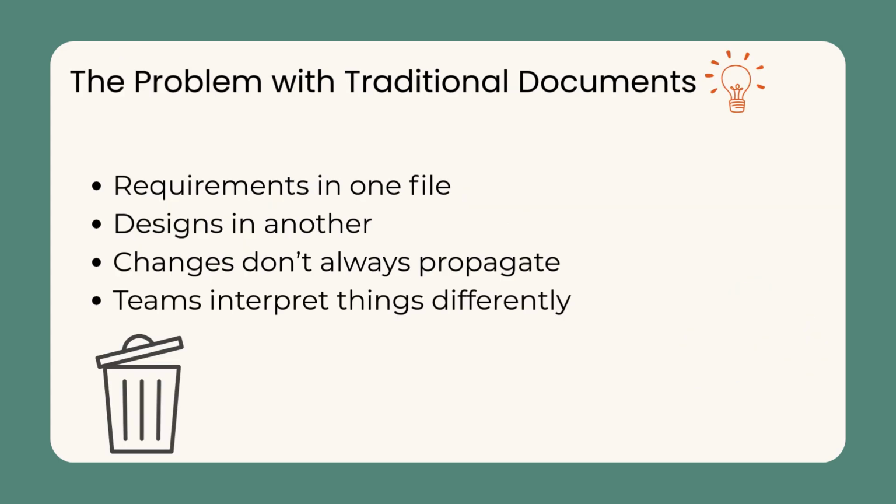The problem with traditional documents. In traditional approaches, systems information lives in many different documents. Requirements might be in one file and designs in another. When changes happen, they don't always propagate everywhere they should. Over time, teams can begin interpreting things differently, even when working towards the same goal.